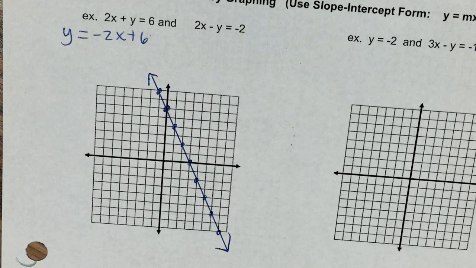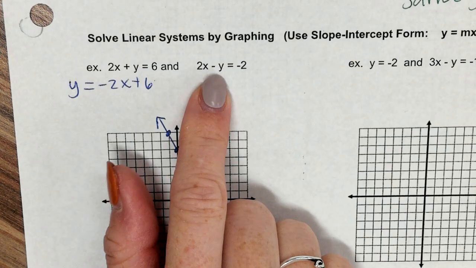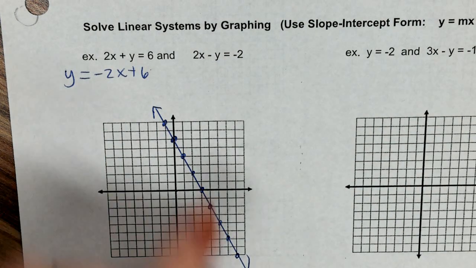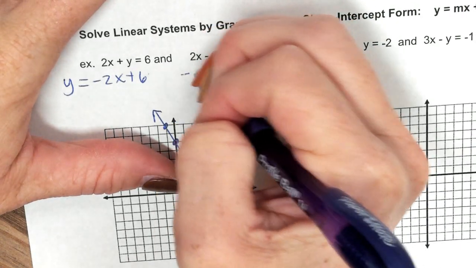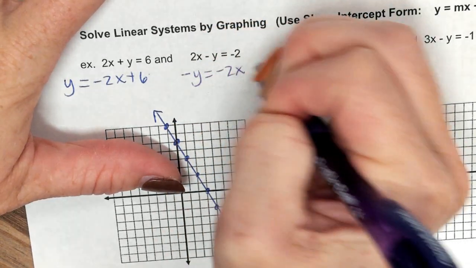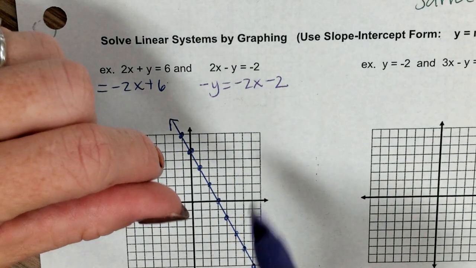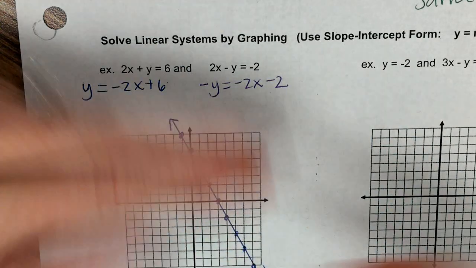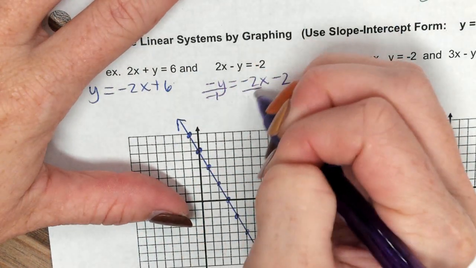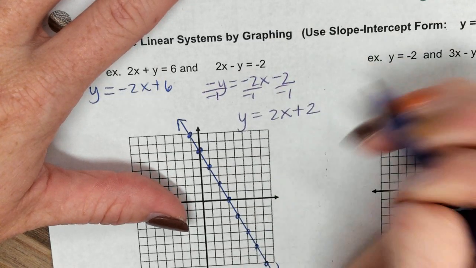All right, now I'm going to do the next equation. What do I need to do to this one? Rearrange it. If I rearrange it, I'm going to pull the 2x to the right by subtraction. I'm left with negative y equals negative 2x minus 2. I cannot have a negative y, so I have to get rid of it by dividing by negative 1. Yes? So everything gets divided by negative 1, and it becomes y equals 2x plus 2.